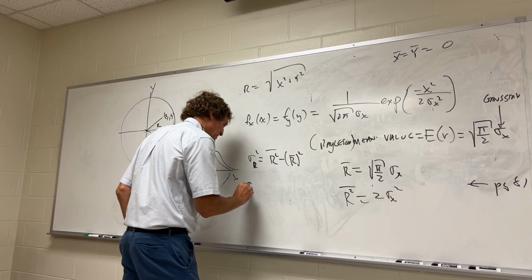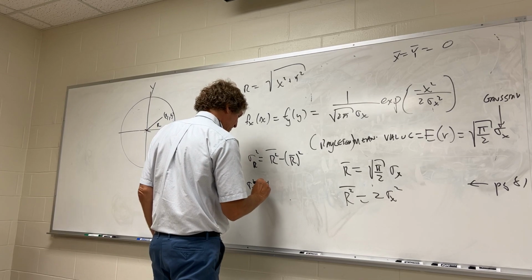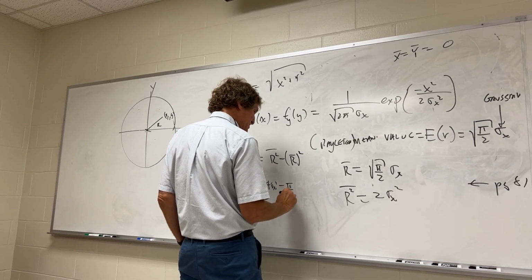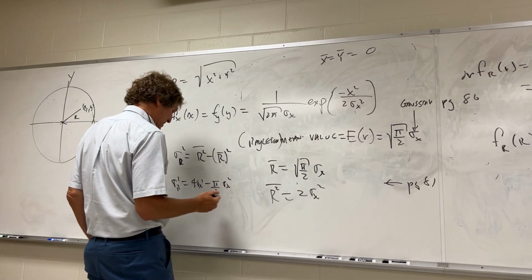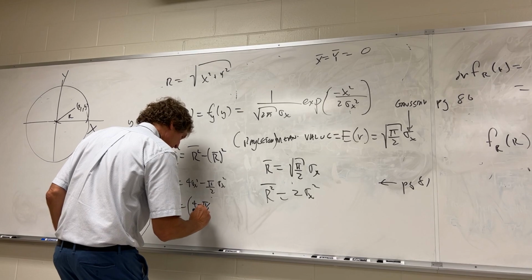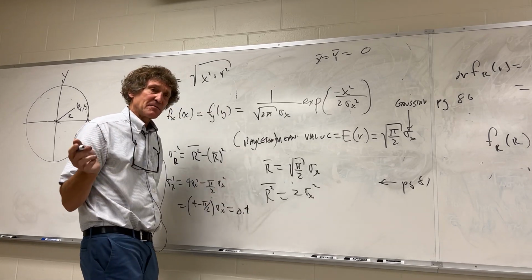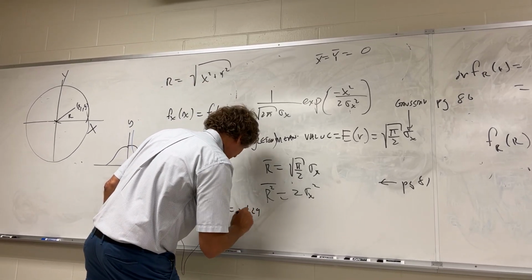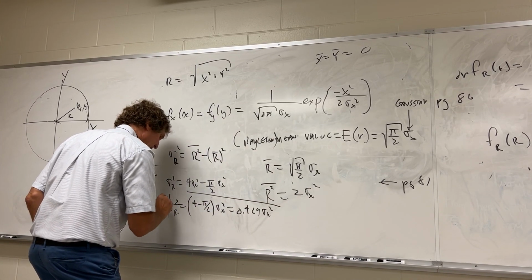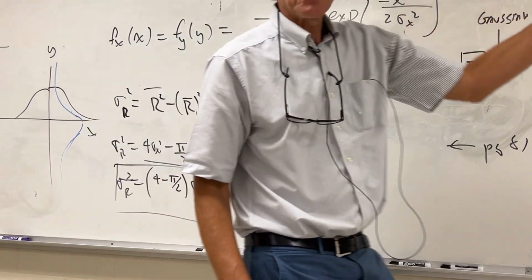So what's this going to be? Sigma of r squared is equal to 4 sigma x squared minus that squared, which is pi over 2 sigma x squared. You can do the math on this one. So it's really going to be 4 minus pi over 2, which I can't do in my head, times sigma x squared. It's like 0.429 times sigma x squared. And that is the actual variance. Standard deviation is the square root of that. You all with me, class? But that is for the Rayleigh distribution.